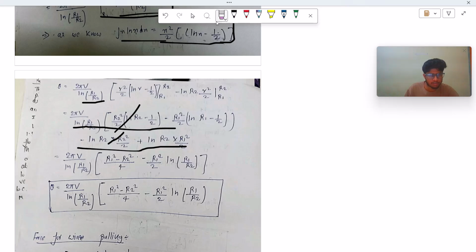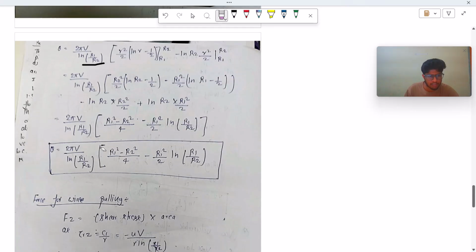So after cancelling all the terms, we get the equation Q equal to 2 pi b upon ln r1 by r2 into the whole bracket, r1 square minus r2 square upon 4 minus r1 square by 2 into ln r1 by r2. This is our volumetric flow rate for this question.